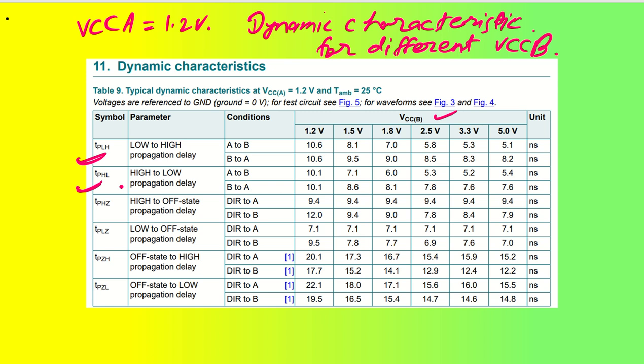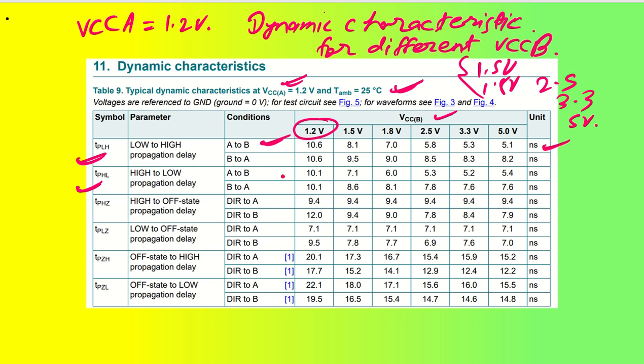The condition that is given right now here is we have VCCA as 1.2 volt. Similar to that, there will be tables for 1.5 volt or 1.8 volt or 2.5 volt, 3.3 volt, 5 volt. All those different values we will be having different tables. So VCCA is 1.2 volt and VCCB is considered to be almost all the voltages you can see, like 1.2 volt, 1.5 volt, 1.8 volt, 2.5, 3.3 and 5 volt. Now for the propagation delay, you can see for 1.2 volt logic outputs we are going to get 10.6 nanoseconds.